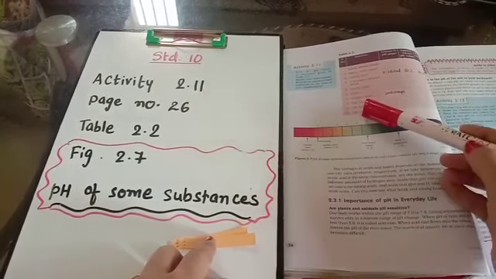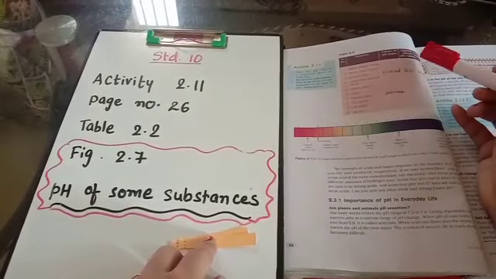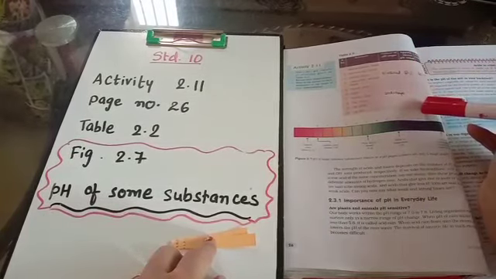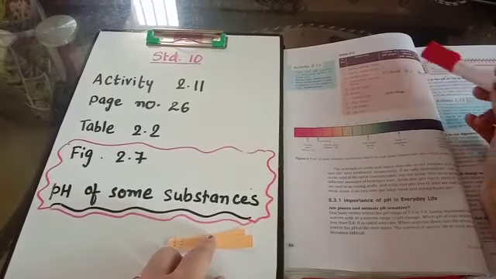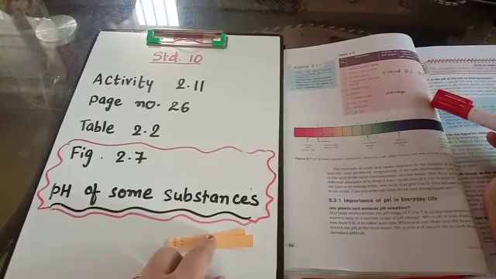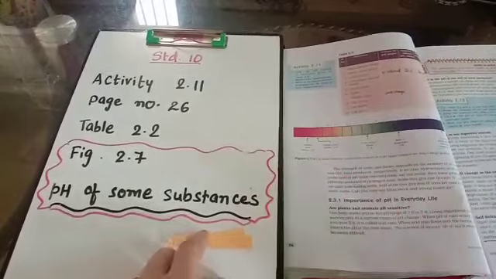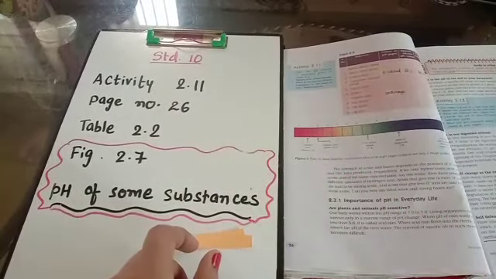Here some substances, solutions are given, and we have to check them with pH paper. Then we have to write the approximate pH. We will not get the exact pH with this, only an approximate pH value, and then you have to write down the acidic or basic nature of the given solution. So let us perform this activity with the given solutions.